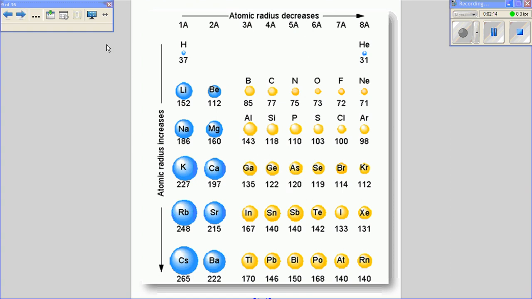This shows you as you go down a group, so from lithium to sodium, potassium, rubidium, and cesium, as we go down this group, we are seeing an increase in the size. And again, that's due to the increased number of energy levels. As we go across, we see that the trend is to decrease. And again, that's because of the increased nuclear charge or the number of protons.